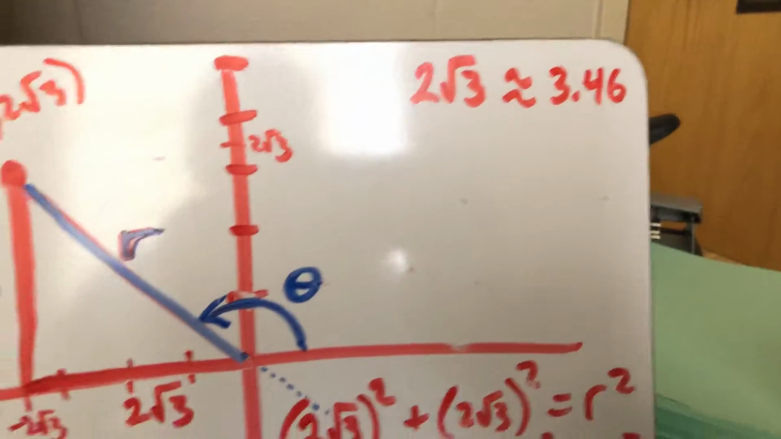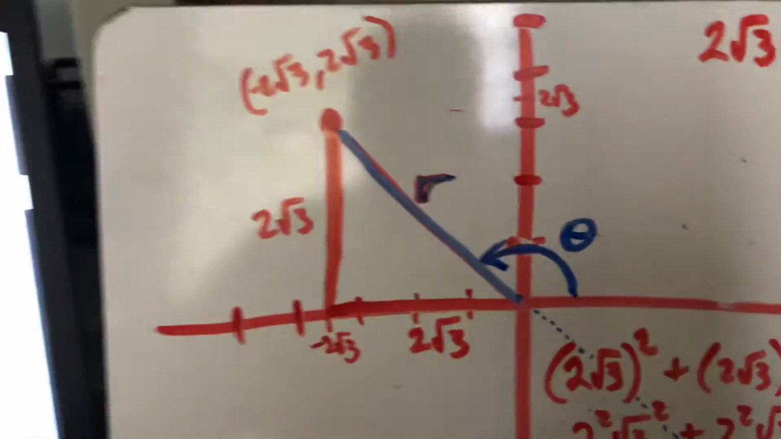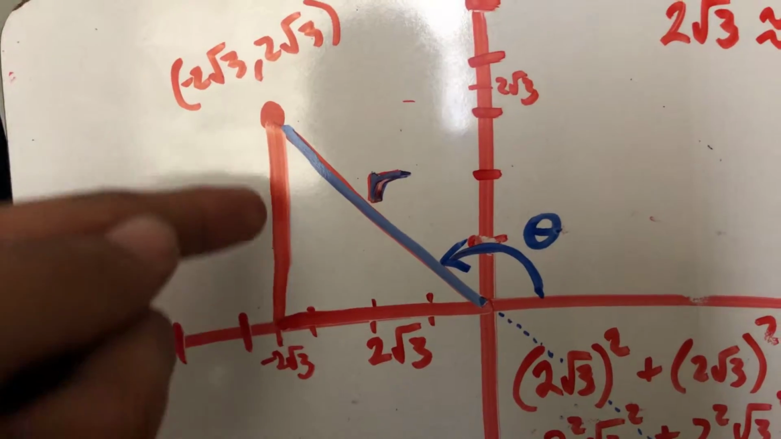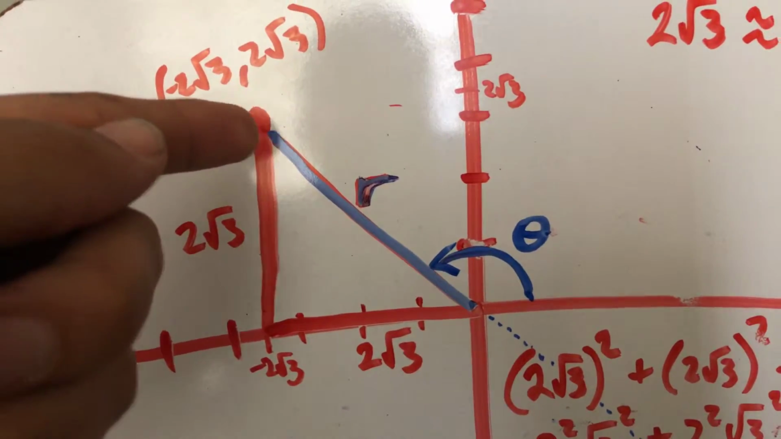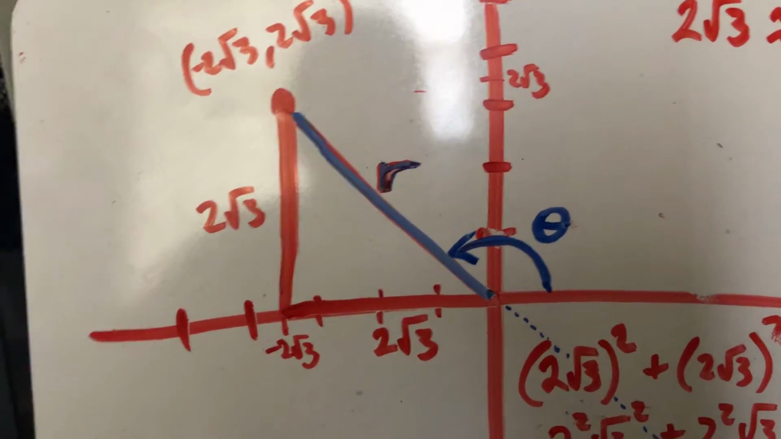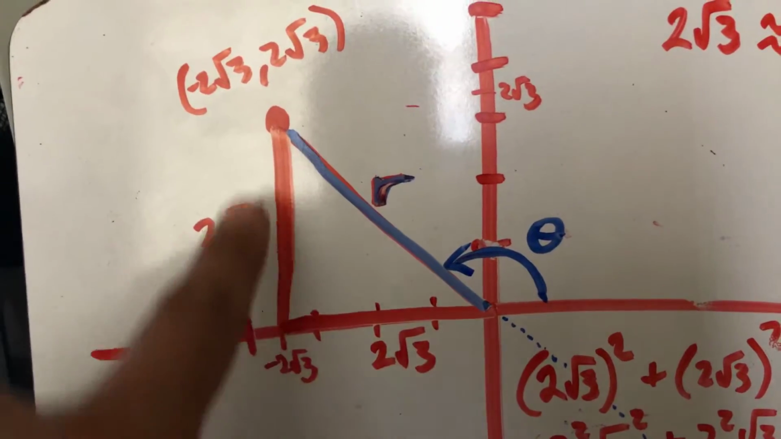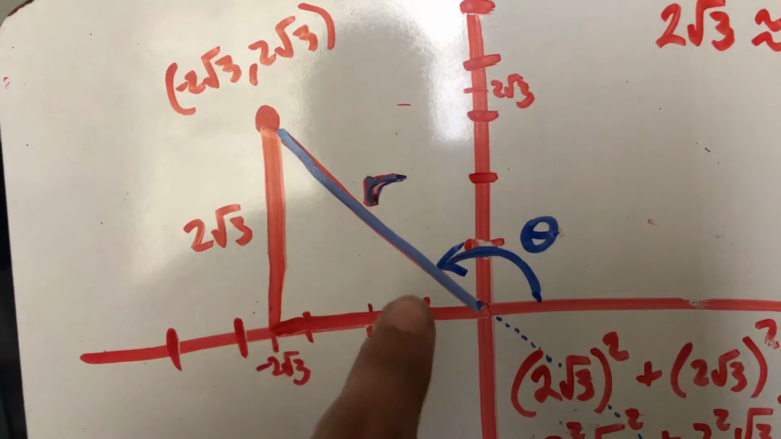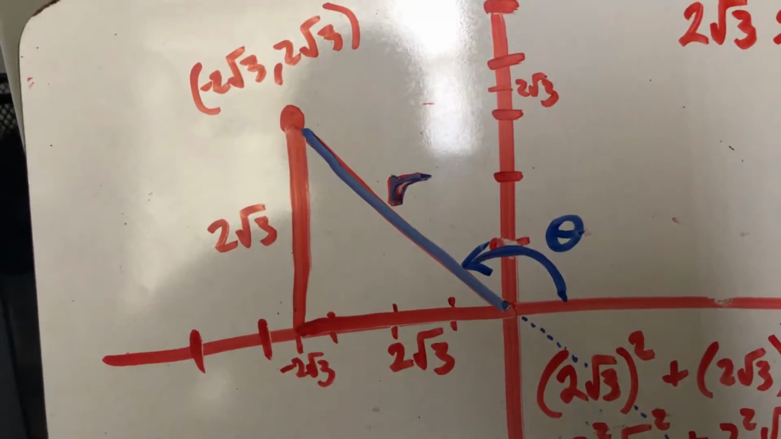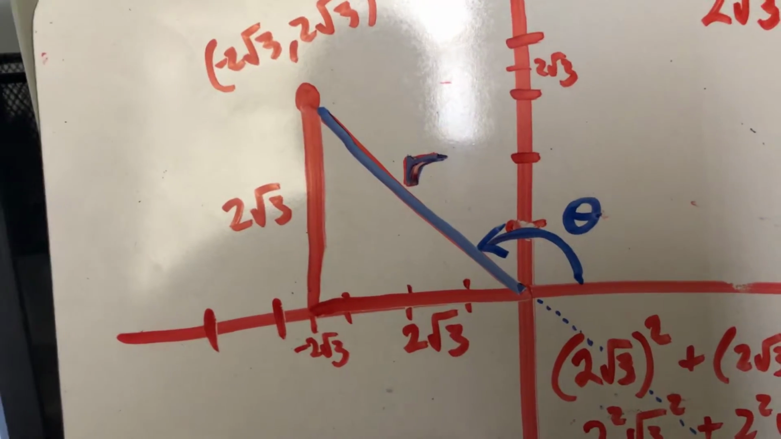All right, that way you can estimate that you are going to go negative 3.46 this way and up 3.46. So you're about right here. If you notice, the x and the y have the same magnitude. All right, so you actually end up making a 45, 45, 90 triangle, right? 45, 45, 90.